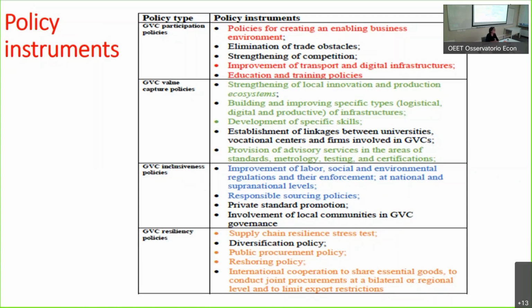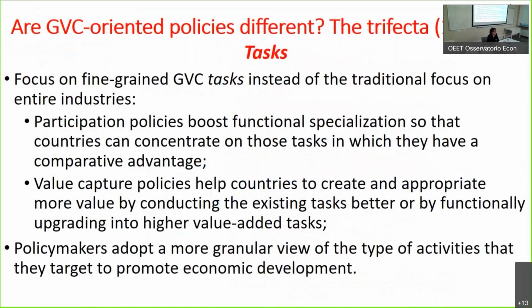So as you can see, the different types of policies are aimed at different objectives, and the type of instrument, which of course there could be overlap, but the type of instrument used in the different types of policy could be very different. So this is what I want to say about the characteristics of these different GVC-oriented policies.